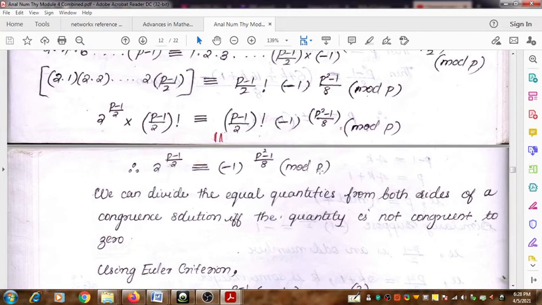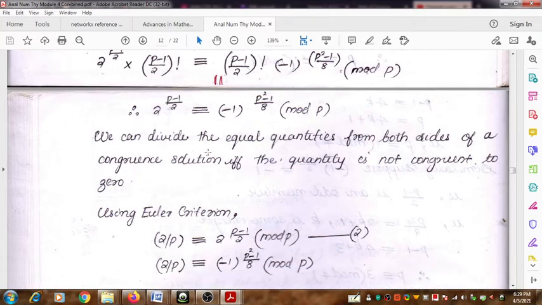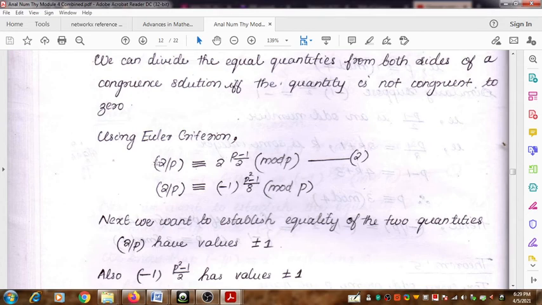Here you have a simplified congruence equation, which has the quantity 2 raised to (p minus 1) by 2, and that connects by using the congruence relation to minus 1 raised to (p square minus 1) divided by 8 with respect to the modulus p. Now we take a new step using Euler's criterion. We use Euler's criterion to find the Legendre symbol.